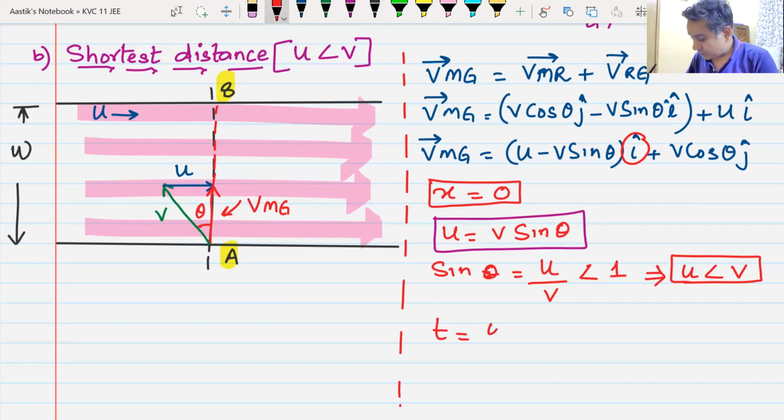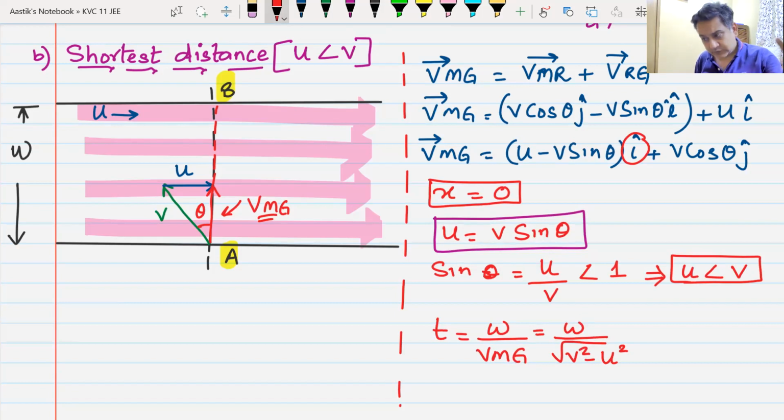Time is W divided by VMG here. Why is it VMG? Because VMG is the velocity which is in the y-axis. There are different ways in which you can write VMG. From the right angle triangle, you can write VMG as under root of V square minus U square. Yes or no? You can also write it as V cos theta. Remember, this V cos theta is along J.